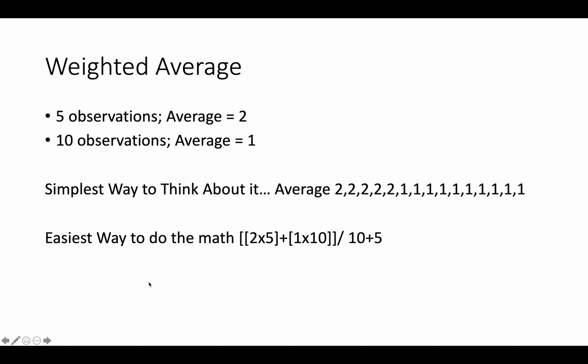An easier algorithm to think about this is I have 5 observations that equal 2 times 5, plus 10 observations that equal 1 times 10, divided by the total number of observations, 15. This weighted average is how you calculate your GPA math as well. So I think that would be a good way for you to figure out the weighted average.